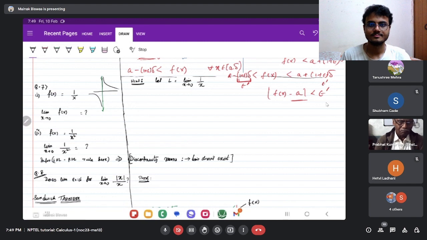So 1 by x limit does not exist. See, at x 0 plus it is infinity, and 0 minus is a negative infinity. Roughly speaking, you are dividing by a negative small number, so it goes to minus infinity. You are dividing by a positive small number, goes to positive infinity. Now how can you prove it with epsilon delta? Let's prove it. Say let the limit be L. This is the hint. So someone come and tell me how to write the definition of the epsilon delta?